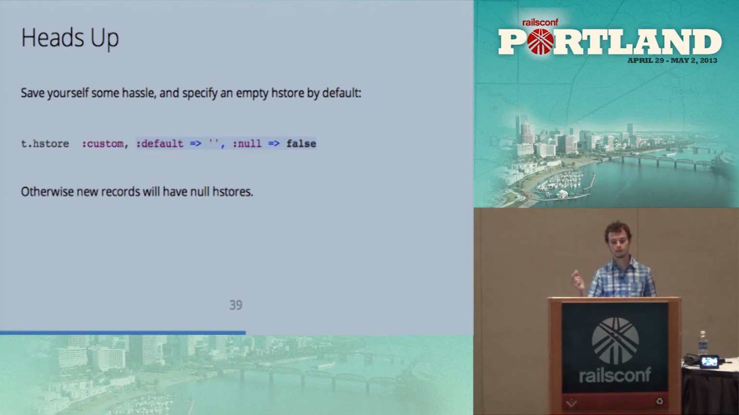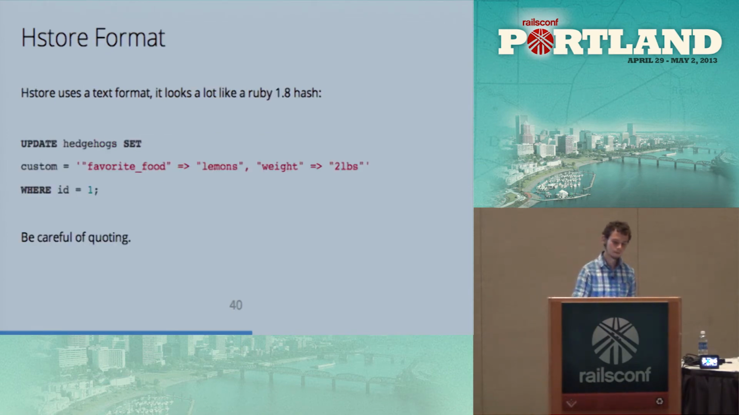Take a look at the default and the null false. This is going to save you a huge amount of hassle. Make sure that you specify a default empty hstore. That's what you get with an empty string. And make sure that you don't allow null hstores. If you can think of a use for a null hstore, let me know. And I'm going to tell you that you're going to save yourself a huge amount of time by always making sure that you've got one. Otherwise, your new records are going to have null values there. So if you try and set keys on it, your app's going to explode. Just saving you guys a little hassle.